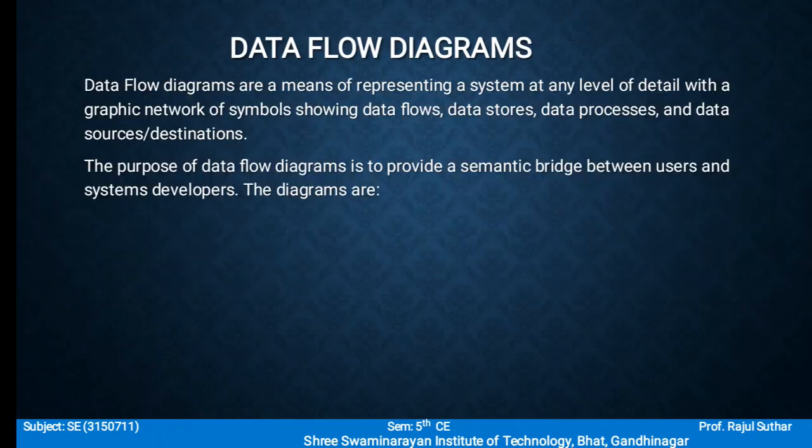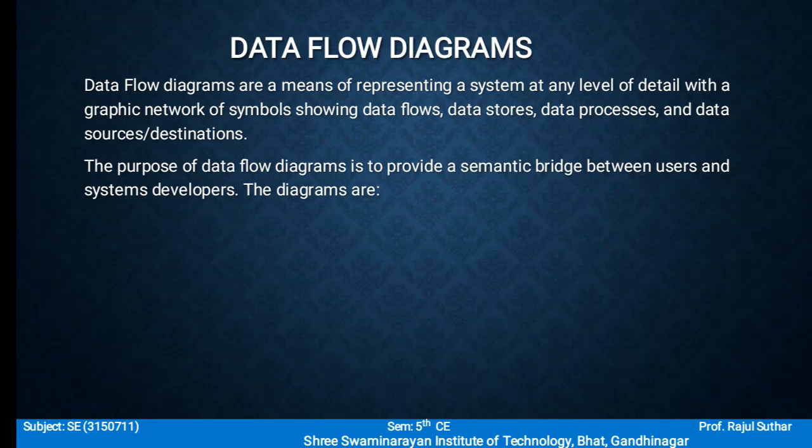Now data flow diagram. This concept is new in software engineering. The data flow diagram is also useful for your project work. DFDs are a means of representing a system at any level of detail with a graphic network of symbols showing the data flow, data store, data process and data source as well as destination. The purpose of the data flow diagram is to provide a systematic semantic bridge between the user and system developers.